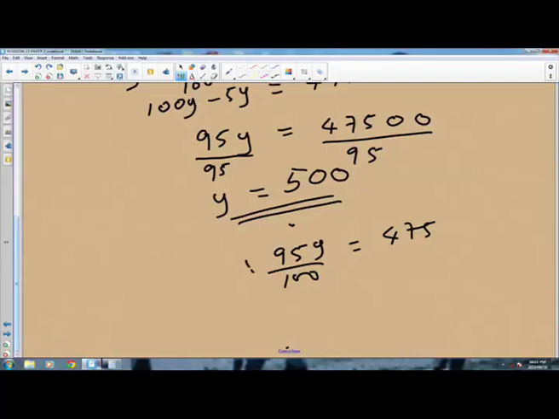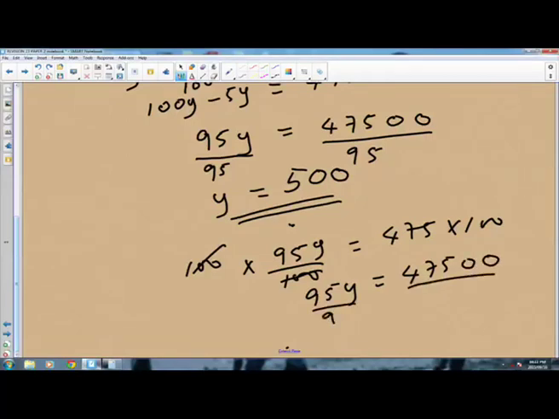And then we can multiply both sides by 100. The 100 cancels the 100, so you are remaining with 95y equals 47500. And then we can divide both sides by 95. Your y will be 500, like what we got in the first method there. So the value of y, which is the number of students before the 5% decrease, is 500. And let's move on to the next revision question.